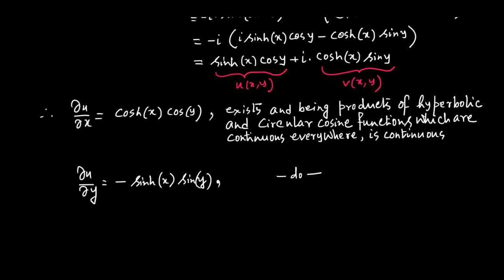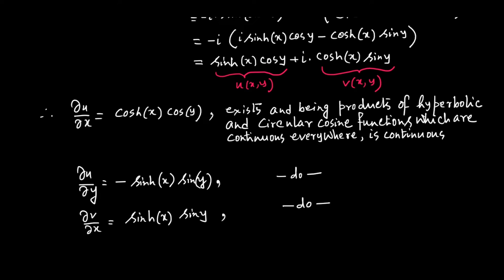Now tell me what will be del v del x. Can you tell me what will be del v del x? Okay, the derivative of hyperbolic cosine x is hyperbolic sine x. So this will be hyperbolic sine x into sine y. And again, by the same logic, this will also be continuous. This partial derivative will also exist and be continuous.